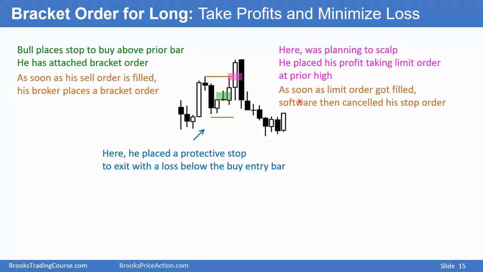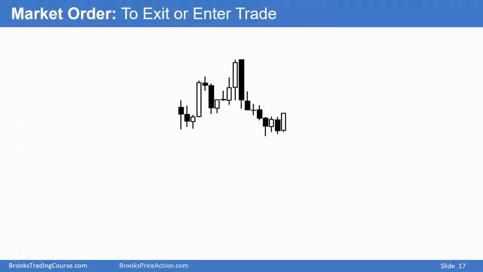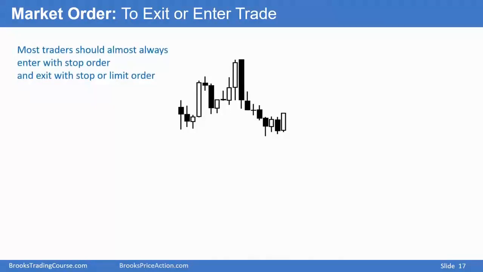Bracket orders, as soon as one gets filled, the other order gets canceled automatically. There are many other types of orders. The only one that most traders ever need is a market order. Again, most traders should only be entering with stop orders, and they can exit either with a stop or limit order, the bracket order. A stop order can protect them against a big loss. A limit order can be used to exit with their profit.